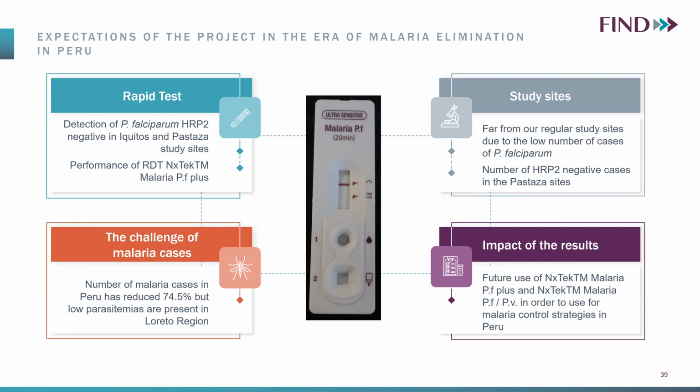So that's a big issue and a challenge for us as well because of the logistics. We have to take care of the samples and maintain the cold chain also. That's important for us. And also in Pastaza, we want to see the number of HRP2 negative cases.